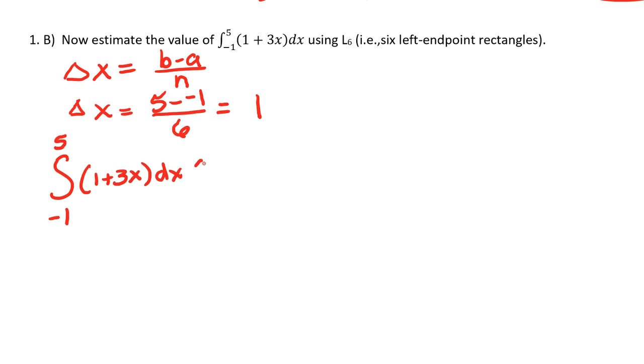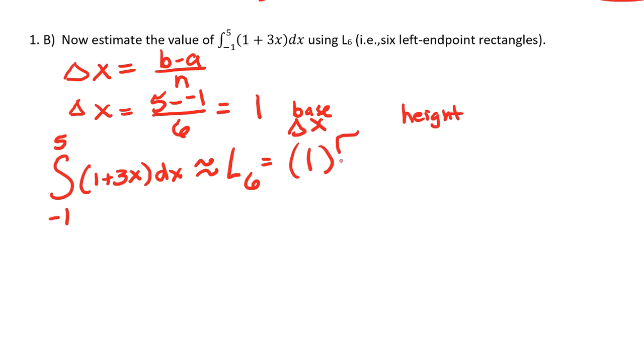So we're not using the definition. This time we are approximating by using L6. We're doing 6 left-hand rectangles. So delta x is the base of each rectangle, and we just decided that would be a 1. And then we have to multiply by the height of each of the 6 rectangles, and those are all different.